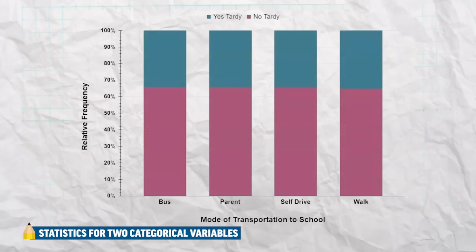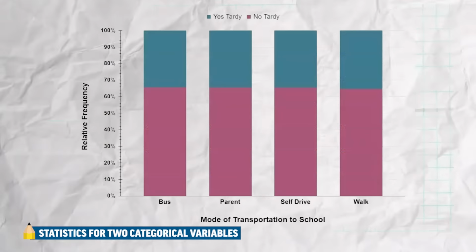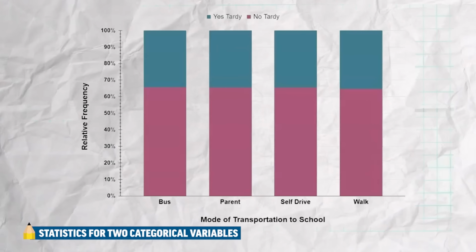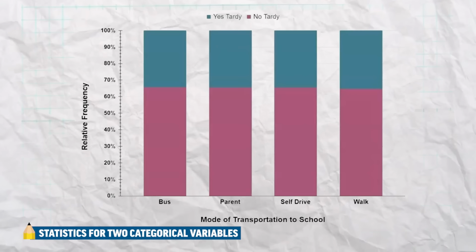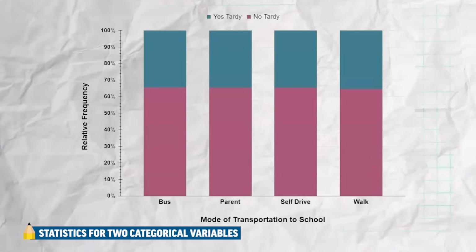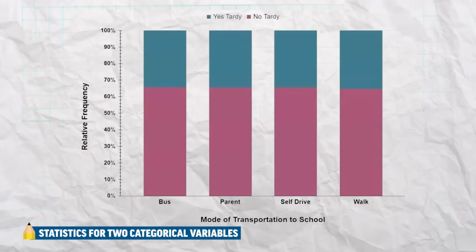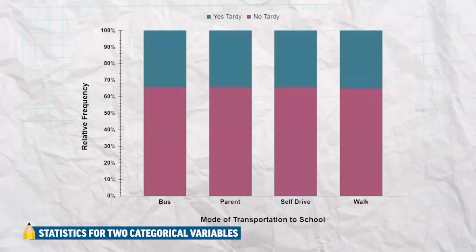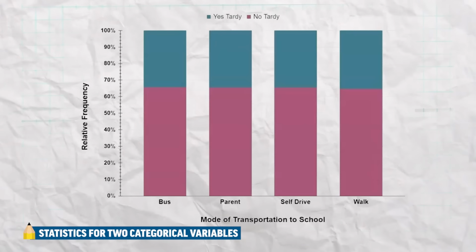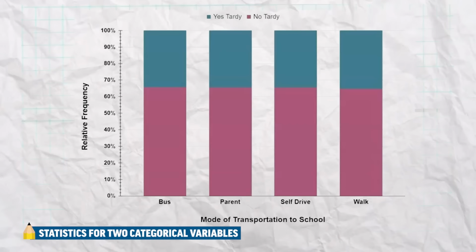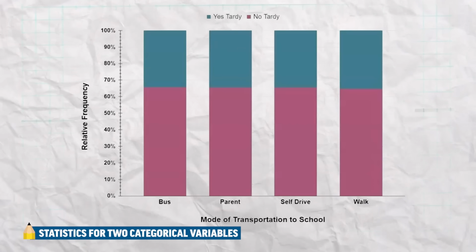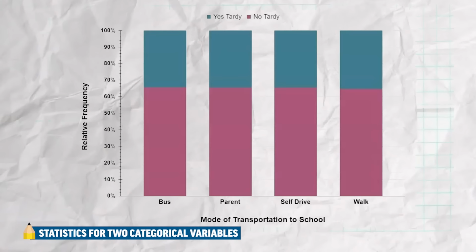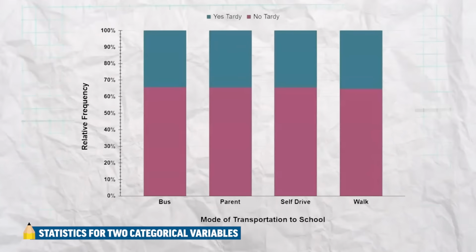We can also see this concept of an association or not in the segmented bar graphs. Here's the segmented bar graphs for our data that showed no association. Notice, no matter how you get to school, bus, parent, self, or walk, about 34%, that's the bluish, are tardy, and about 66%, that's the purple, are not tardy. Again, showing that it doesn't change. Driving a bus, going with your parents, driving yourself, doesn't change those proportions, which means no association.